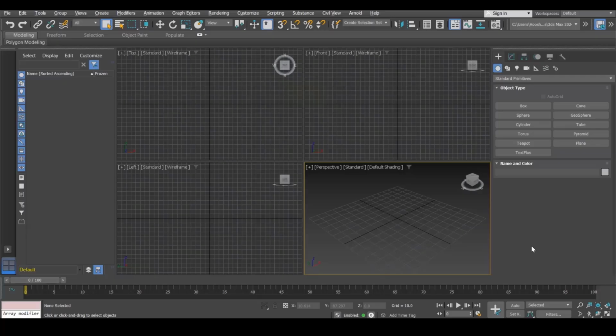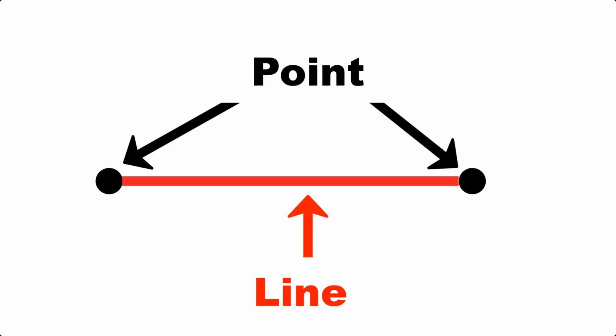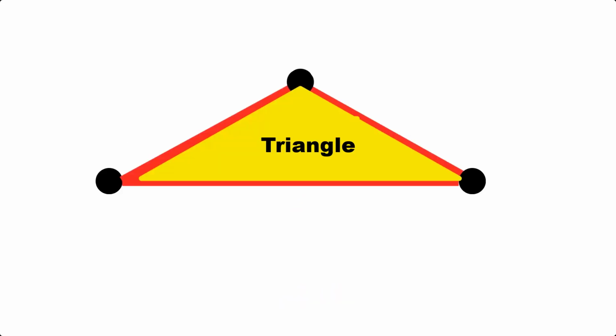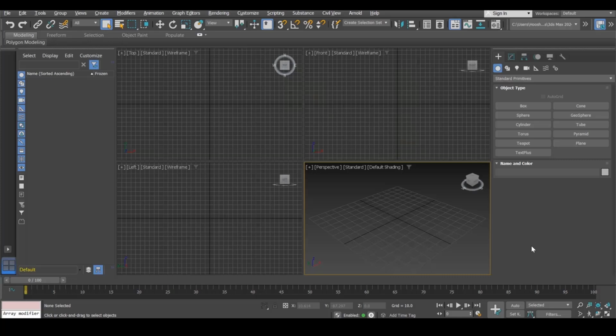Now before we go even further, I need to explain to you how 3D software works. This is a point. By connecting 2 points, we can have a line. And by using 3 lines, we can have a triangle. And by using 2 triangles, we can have a square. And by using 6 squares, we can have a cube. And I think you know where it's going. It really doesn't matter how complex a 3D model is. It's nothing but a bunch of lines and points that were connected to each other.